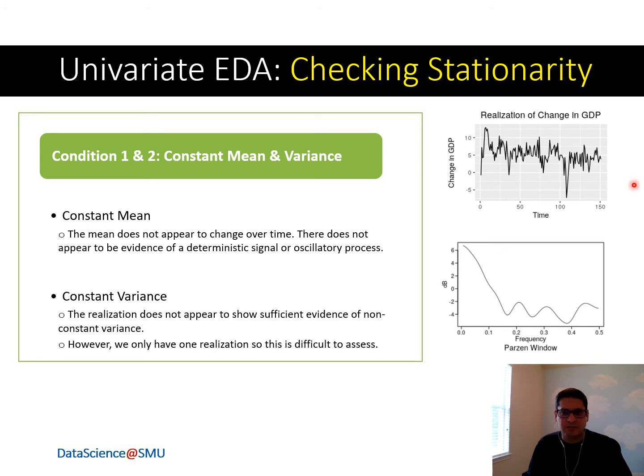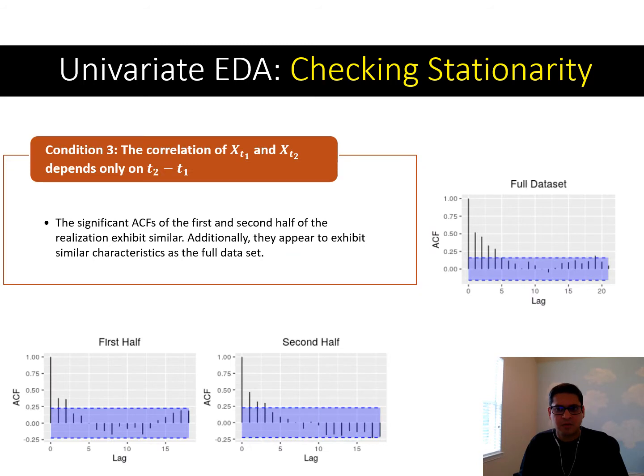Looking at the variance, we see that the variance is fairly consistent throughout the dataset except for a couple of excursions. But again, since we only have one realization, it's very hard to determine if the variance varies with time, and there's not enough evidence to doubt the change of variance with time as well. Looking at the third condition, we find that the ACF for the first half of the data is quite consistent with the ACF for the second half and also consistent with the full data set. So in all, there is not enough information to doubt the stationarity of the data set, and hence we'll proceed by modeling this as stationary data.